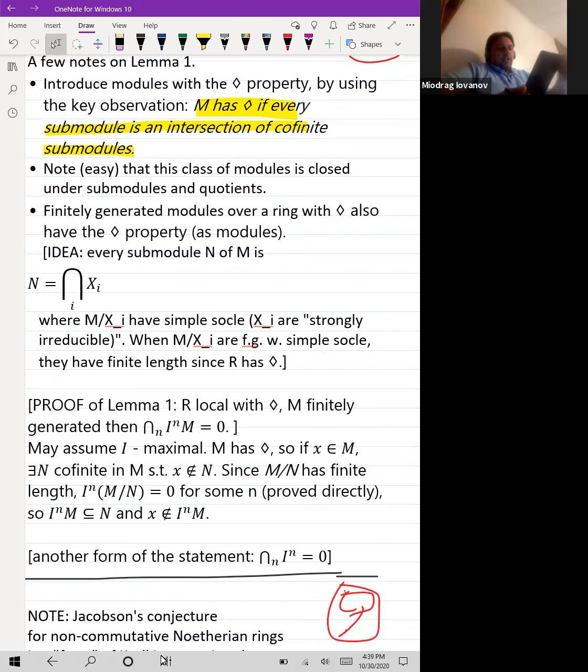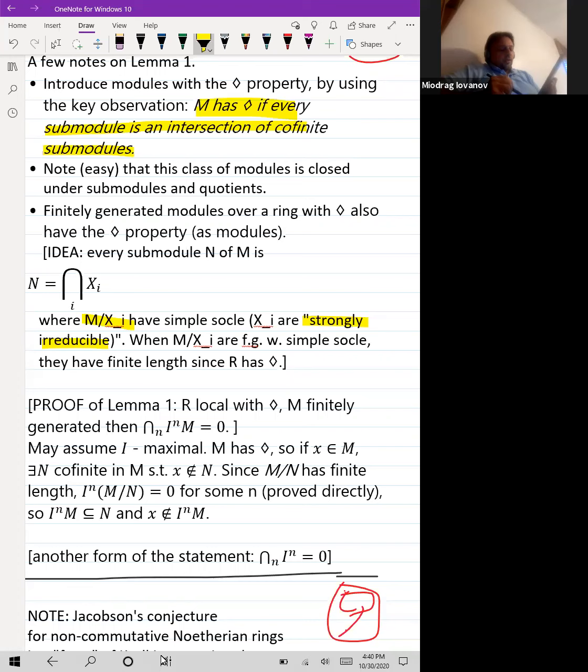So this says that finitely generated modules over a ring with property diamond also have property diamond as modules. And the idea is pretty simple. Again, the same story where you take a module and you can write every submodule as an intersection of submodules which are strongly irreducible, like before. So these are submodules of M such that these quotients have a simple socle.